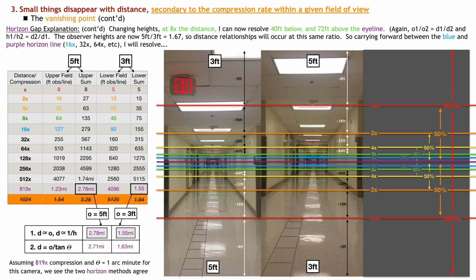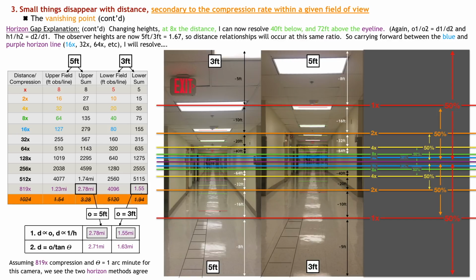So at 819x roughly for this particular camera, which is an iPhone 6s in this case, we reach a point of 1.55 miles. And if I were to calculate what 1 arc minute of resolution would grant me in terms of distance, I would come to 1.63 miles, and they are very similar. So we will carry this forward, and again, keep in mind that the relationship of height and distance is still linear to itself. Even though each one exponentially compresses, the relationship between the two is linear.